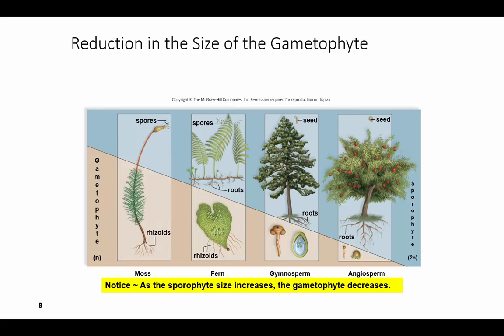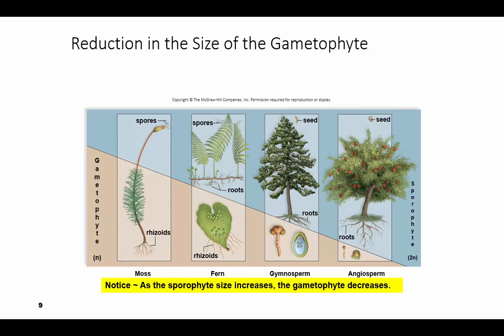Again, the blue is the sporophyte, and the beige is the gametophyte. So you look at it closely. You see how as the sporophyte size gets bigger, the gametophyte size gets smaller. You start out over here with a moss with a large gametophyte and a small sporophyte. And then when you get down to the angiosperm, you've got the small gametophytes and the large sporophyte.